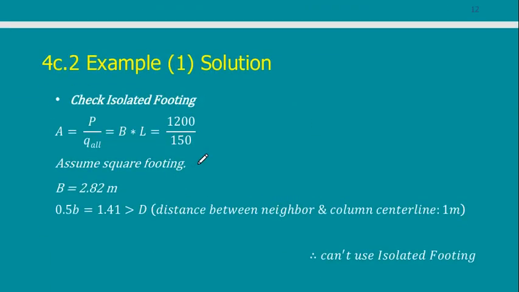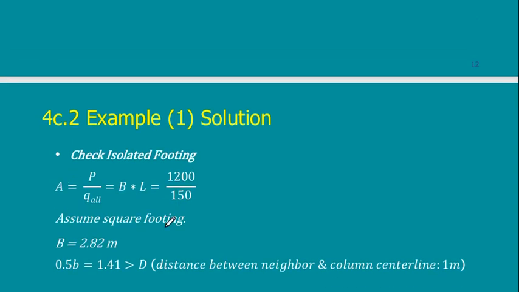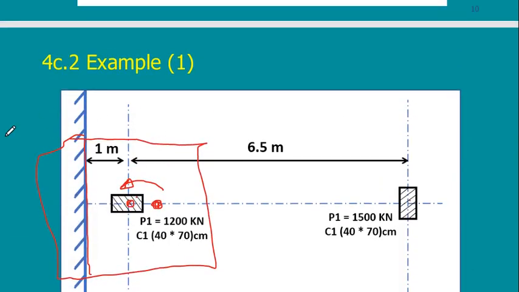First, I have to check for isolated footings. How to check for isolated footing? I need the area of my footing. I divide the load by the bearing capacity of the soil, get the area. You need to have this proof. Design this column, get the length and breadth, and prove that this neighbor prevents you from using the isolated footing. In this case, we have to go to the other type of footing.